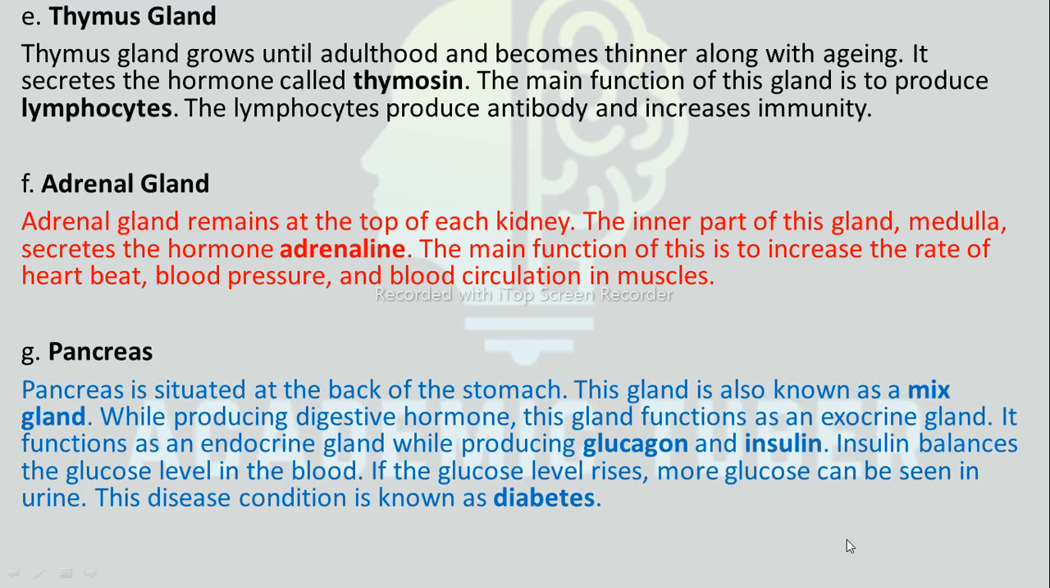Pancreas. The pancreas is situated at the back of the stomach. This gland is also known as a mixed gland. While producing digestive enzymes, this gland functions as an exocrine gland. It functions as an endocrine gland while producing glucagon and insulin. Insulin balances the glucose level in the blood. If the glucose level rises, more glucose can be seen in urine. This disease condition is known as diabetes.